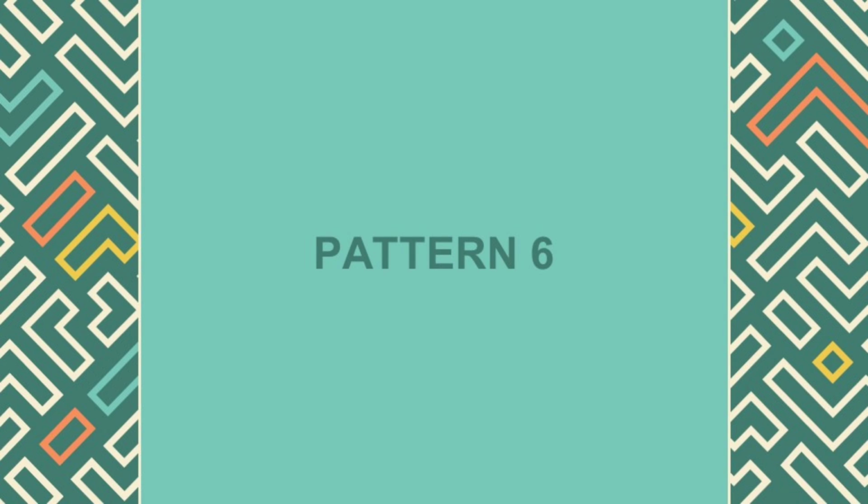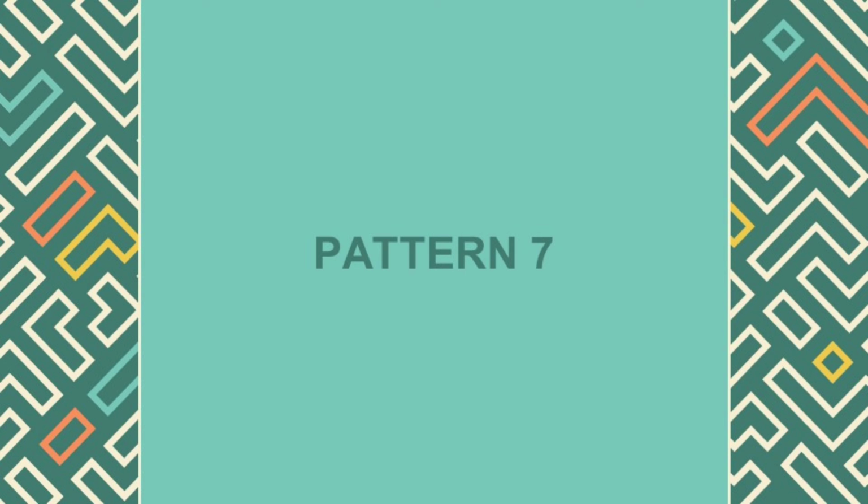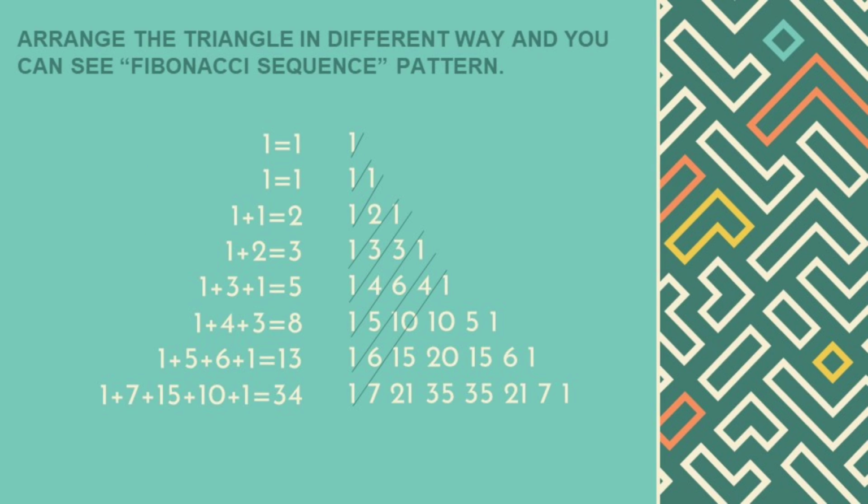Pattern number 6. The patterns in diagonals. Each diagonal in the triangle has different sets of numbers. First are the ones, followed by counting numbers, triangular numbers, tetrahedral numbers, pentatope numbers, and 5-simplex numbers. And lastly, pattern number 7. Arrange the triangle in a different way, and you can see the Fibonacci sequence pattern.